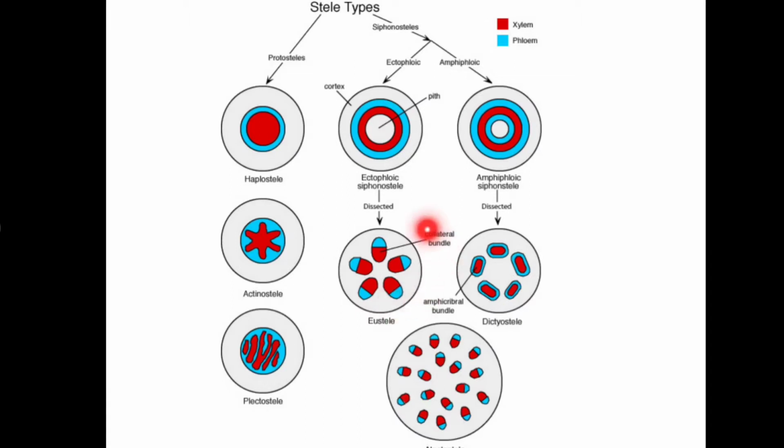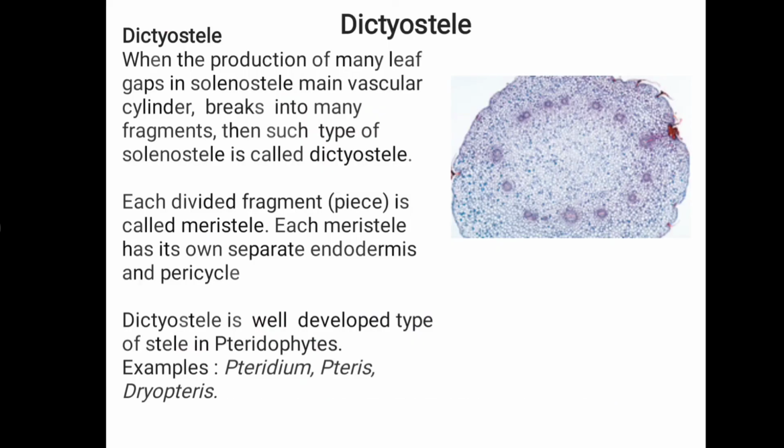Then the eustele. In this, the xylem is on the inner side and the phloem on the outer side, and the vascular bundles are arranged in a radial arrangement. This is known as the eustele. Then the dictyostele, where the xylem and phloem are in the same region, but the xylem is completely in the center and the phloem surrounds the xylem. The last one is the atactostele. In this, the vascular bundles with xylem and phloem are arranged in a scattered position, and it is mostly found in monocots. So in this lecture, we discussed the types of stele. Thank you.